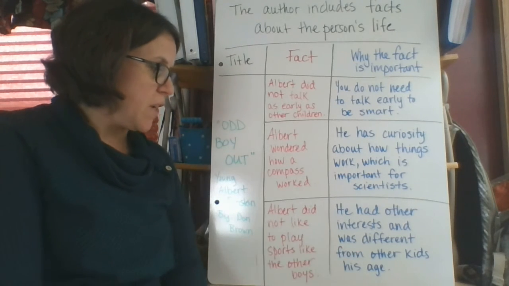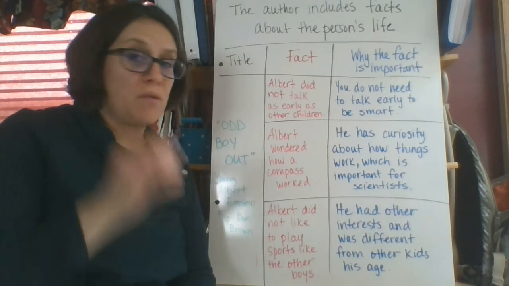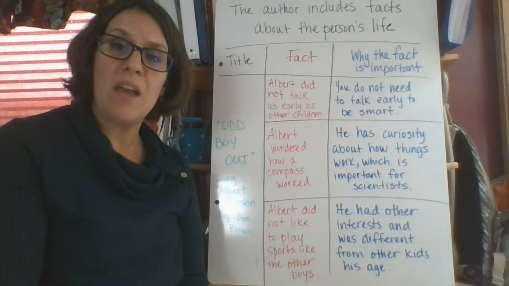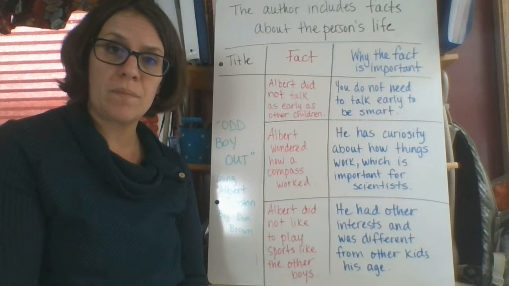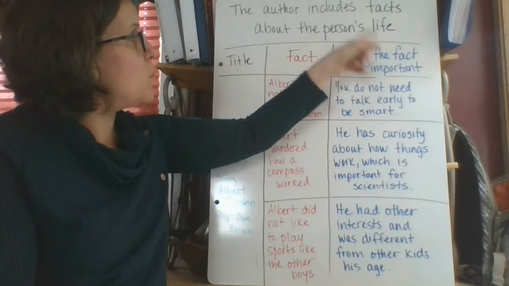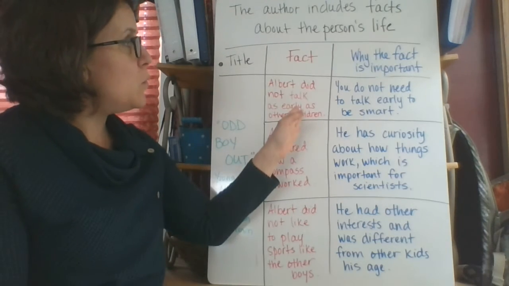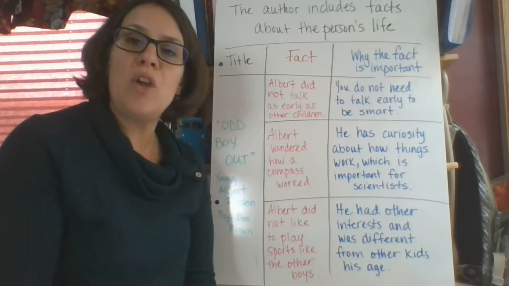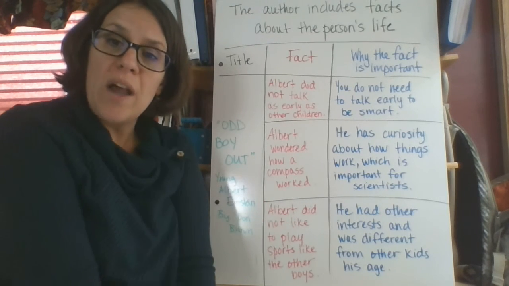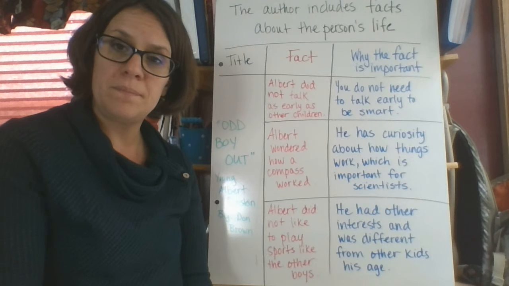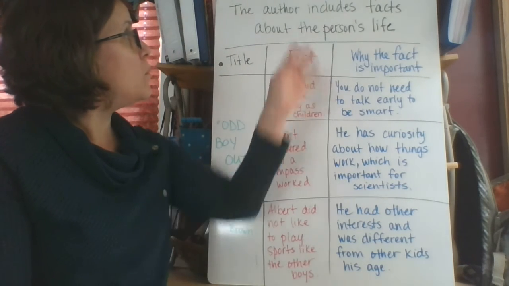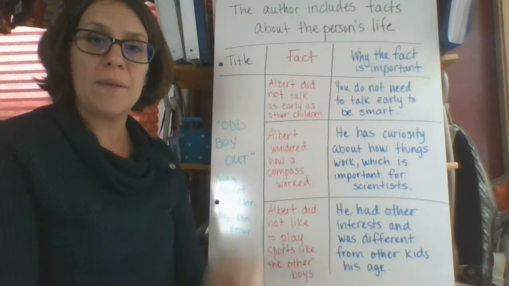He had other interests and was different from other kids his age. And we learned about that in the book. So, the author includes facts about a person's life. And they include facts, but they also want you to think about and try to infer why those facts are important. So, I hope you learned a little more about how authors include facts and why.